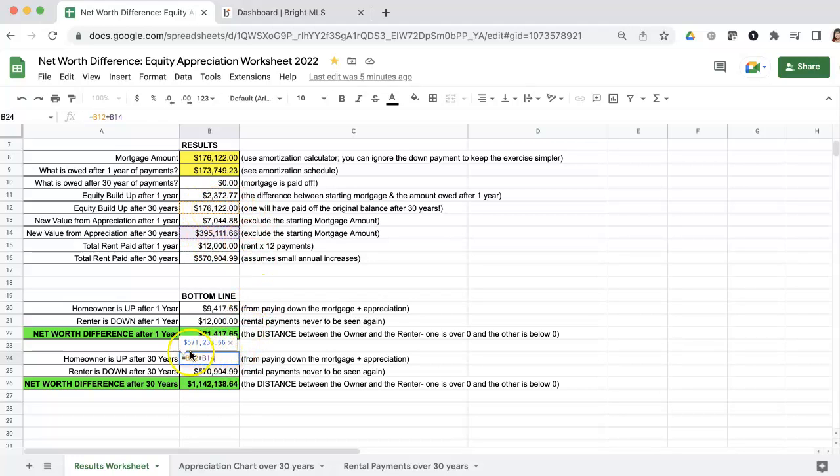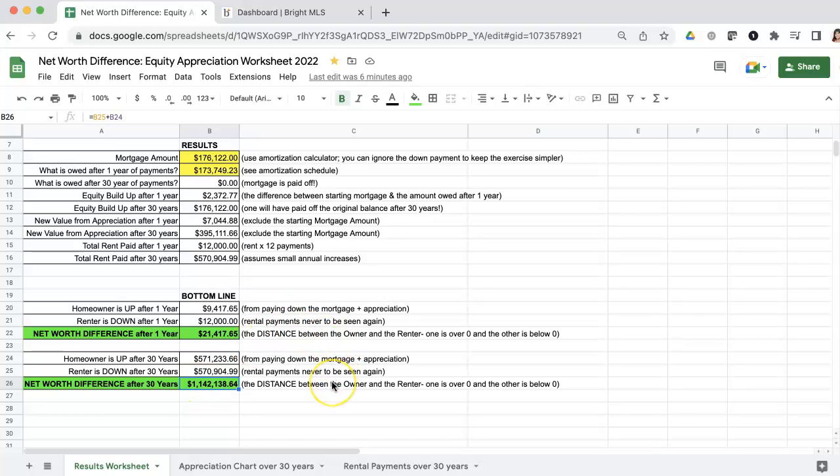So that person is up $571,000. And the renter, because of 3% annual increases, they are down $570,000. So the net worth difference after 30 years at 5.5%, where each party started out with a $1,000 monthly payment, is over $1.1 million.